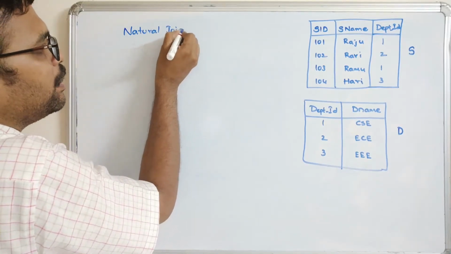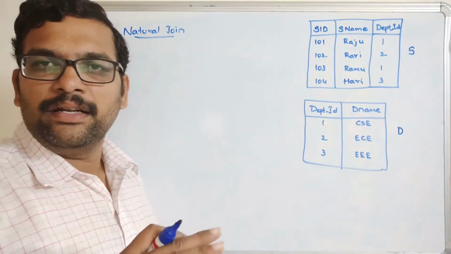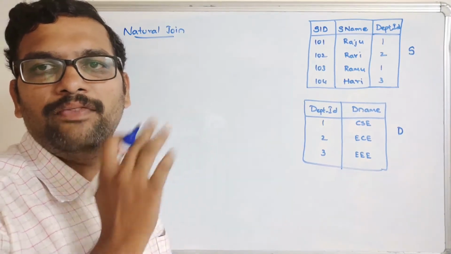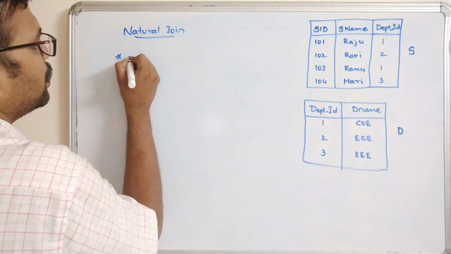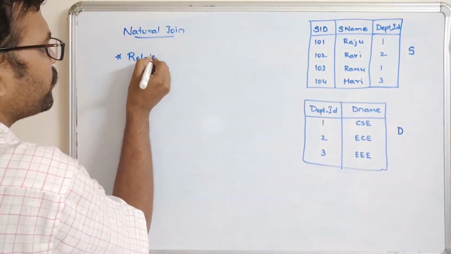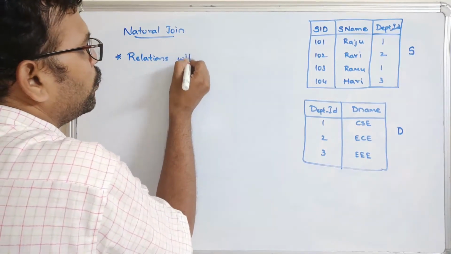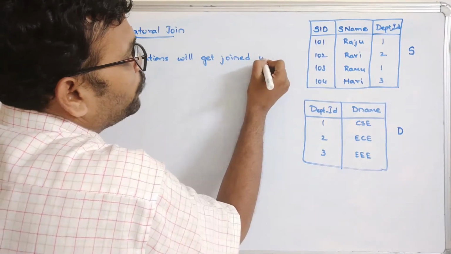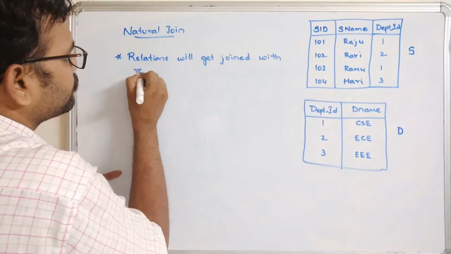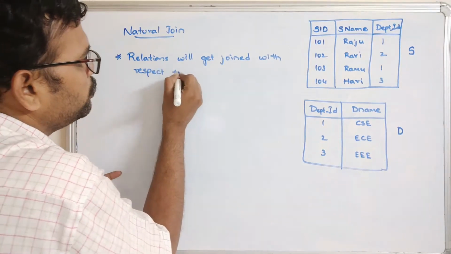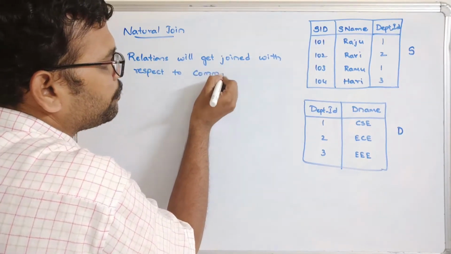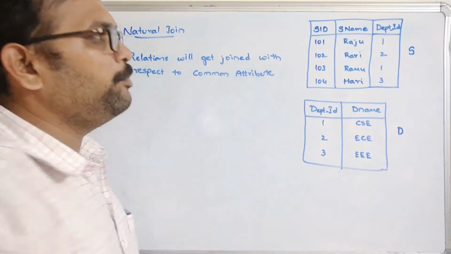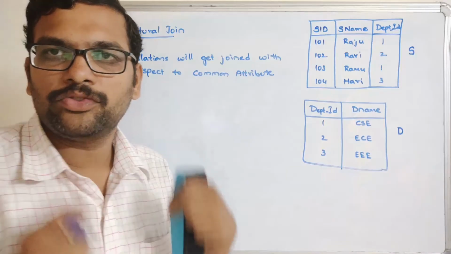In a natural join, we are not supposed to give any condition. Based upon the similar attribute from the two tables, the join will appear. So the relations will get joined with respect to the common attribute. From this common attribute we'll get the join, right?